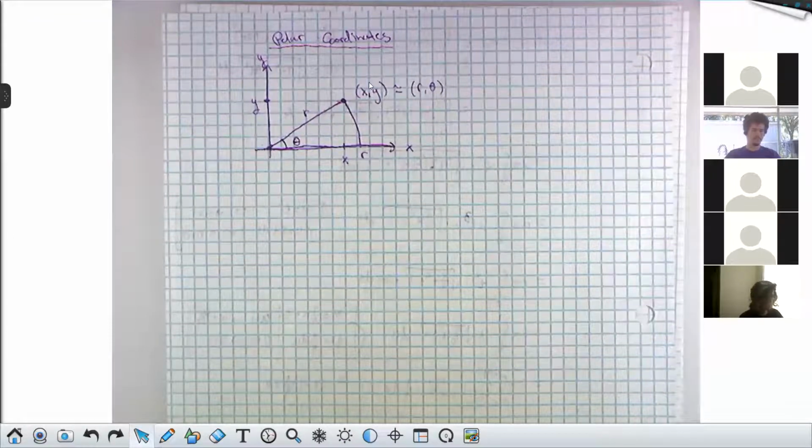Advantages and disadvantages of polar coordinates. Cartesian coordinates are unique. Every point in the plane has one ordered pair that tells you how to get there. Polar coordinates are not unique because I could walk around another 2 pi or another 2 pi and land back at this point. So while there's only one ordered pair x, y that gets us to this point, there are actually infinitely many ordered pairs r, theta that get us to this point. I'm going to look at some examples in just a second.